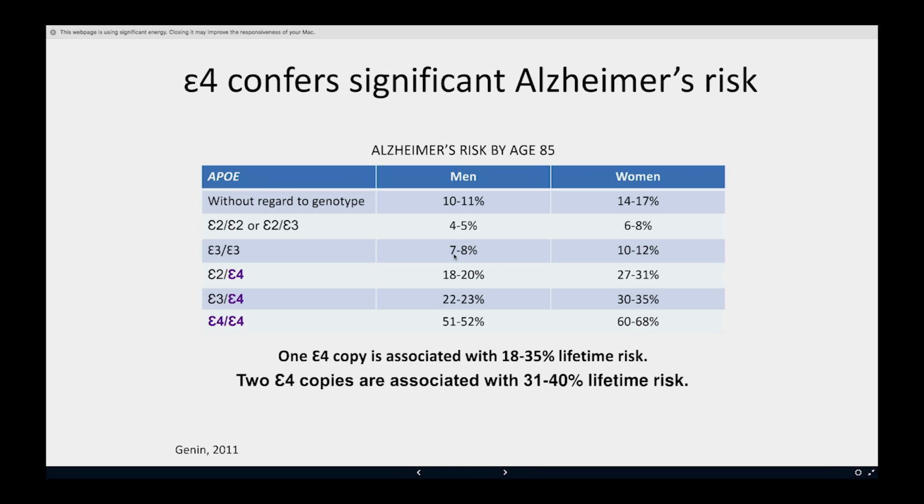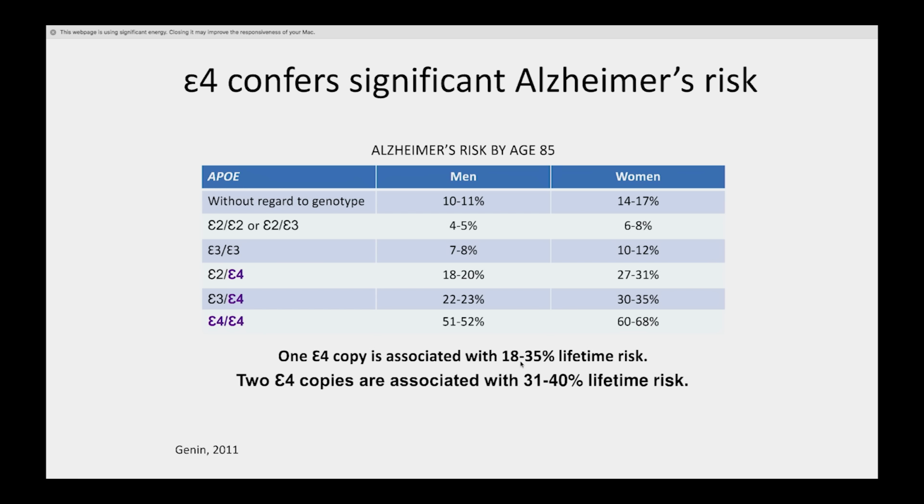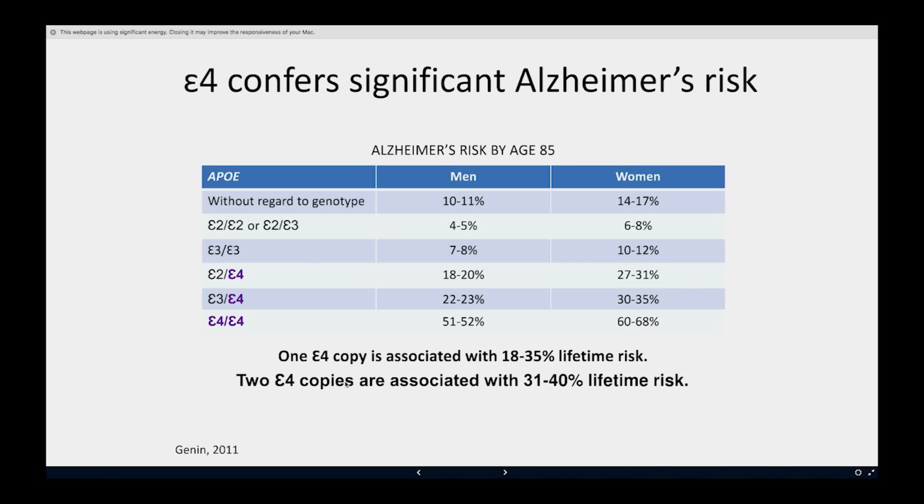Having E3 is kind of neutral, so it doesn't really change the percentages that much. But when you start having E4, that's when the percentages increase, both in men and women. So in general, one E4 copy is associated with an 18 to 35% lifetime risk of Alzheimer's disease, and 2 E4 copies are associated with 31 to 40% of lifetime risk of Alzheimer's disease.